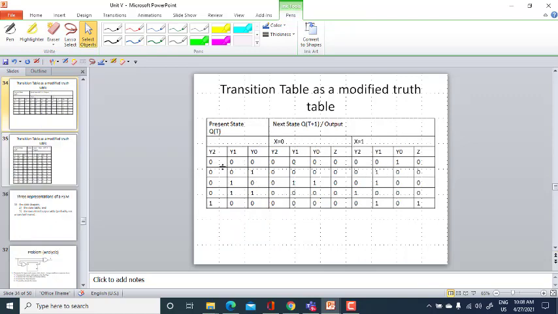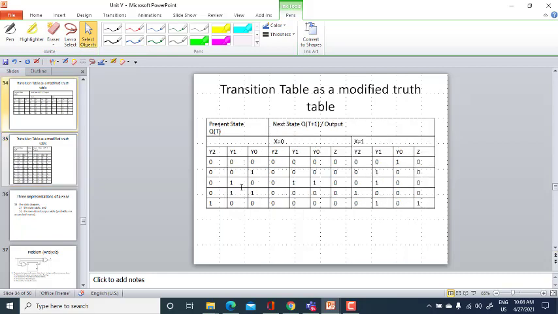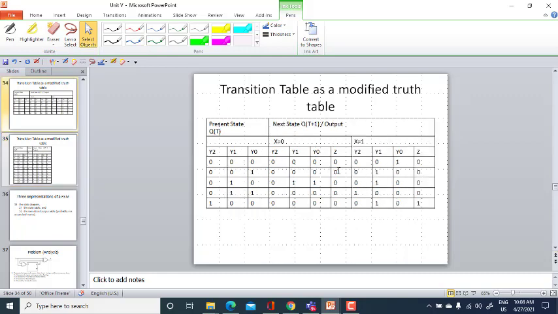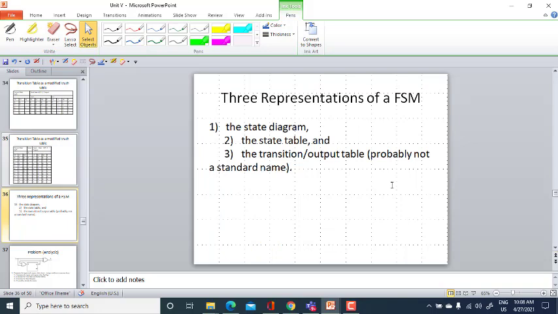See here, in the previous case, when my present state is 000 and my input is 0, my next state is also 000 and the output is 0. And when my present state is 000 and my input is 1, the next state is 001 and the output is 0. This is how I'll be modifying all the combinations, 5 plus 5, 10 combinations of output for the present input and the present states.